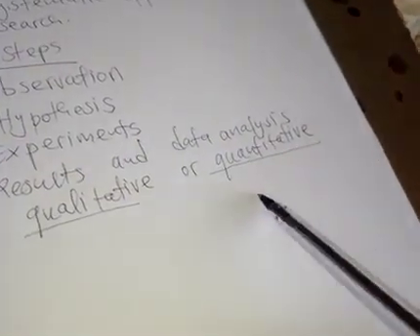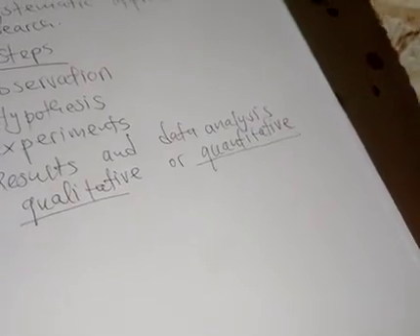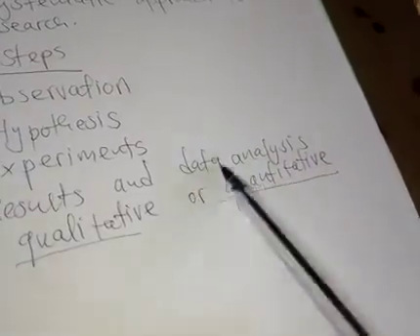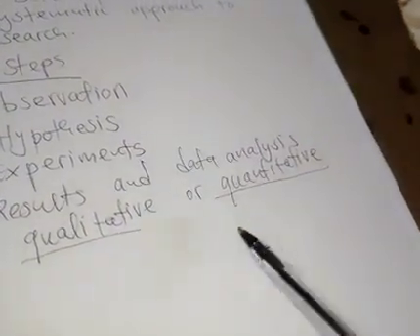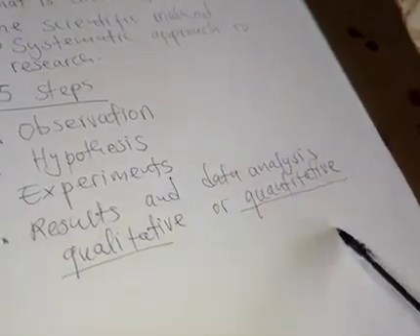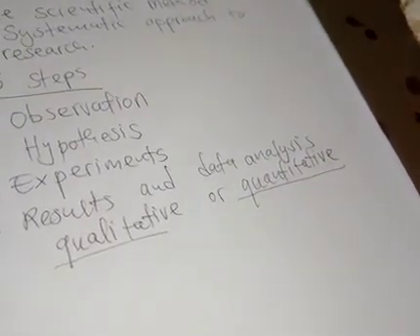Then quantitative simply means the data comprises numbers obtained by various measurements of the system. By carrying out various measurements of the system, you will be able to record some numbers, and we call that type of data quantitative.